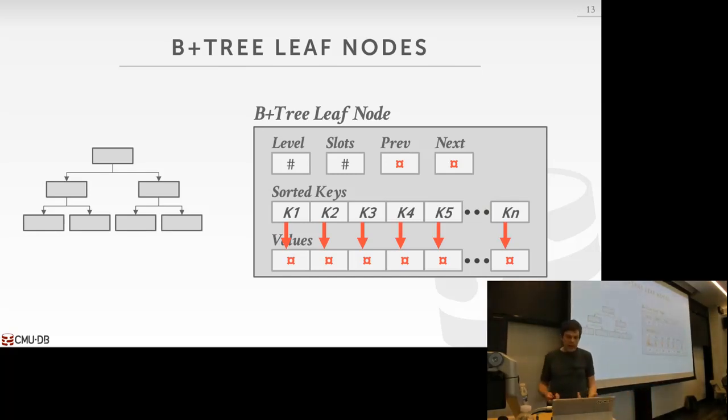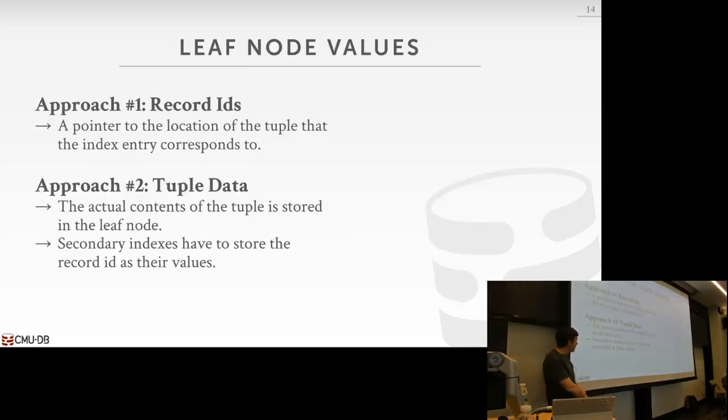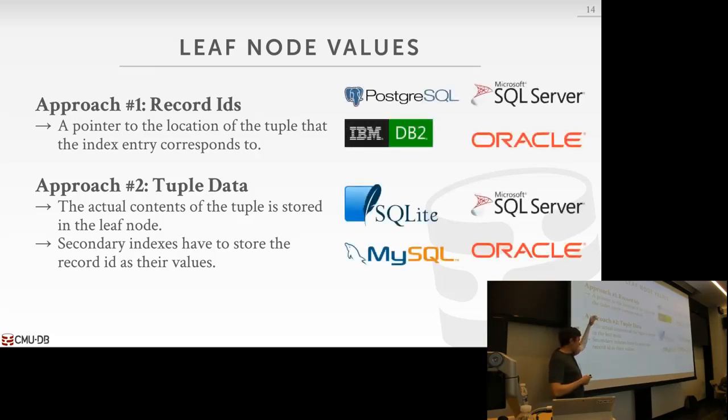So as I already said, the values can vary depending on the system. Some systems will just store the record ID. This is probably the most common implementation that people use. This is what Postgres does. This is what all the other commercial database systems do. What's more complicated, and we can talk about next class, is what it looks like when you actually store the tuples in the data.